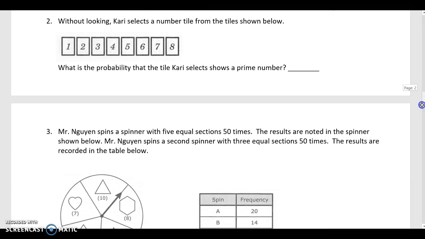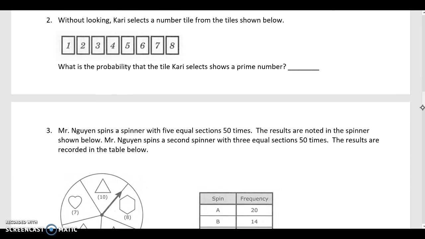All right, so number 2. Without looking, Carrie selects a numbered tile from the tiles shown below. What is the probability that the tile Carrie selects shows a prime number? So remember our vocabulary. A prime number is a number that can only be divided by 1 and itself. Prime numbers do not include the number 1. So we're going to cross that out.